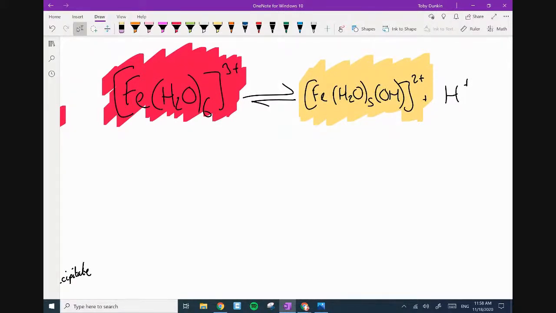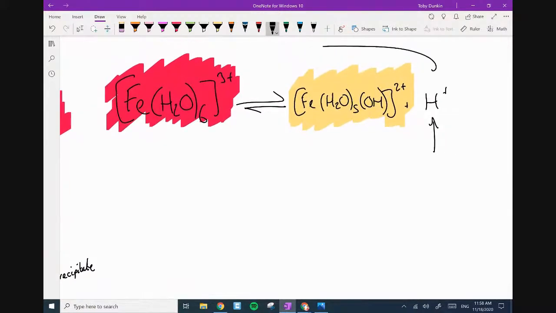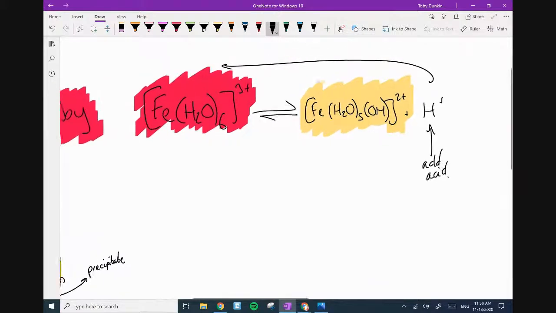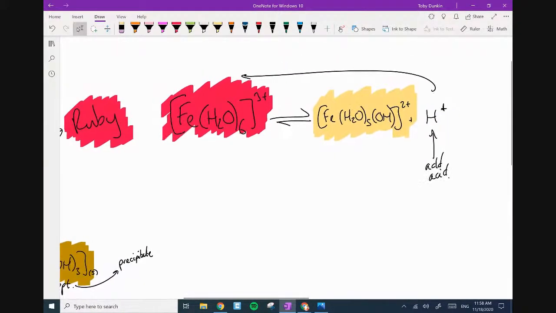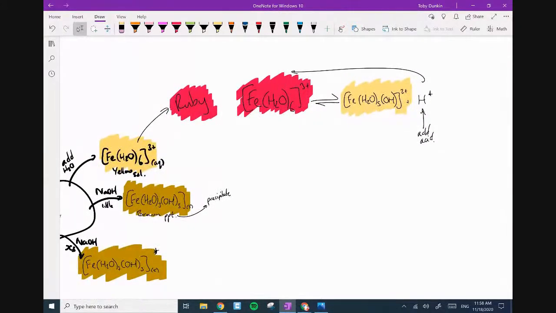color in the solution. And what they would say is add acid. If you increase the amount of acid in the system, we'll push the equilibrium in that direction. So add acid. If you add acid, it'll shift the equilibrium from right to left, and you'll see it turn more ruby. In reality, you don't really see it get more ruby.